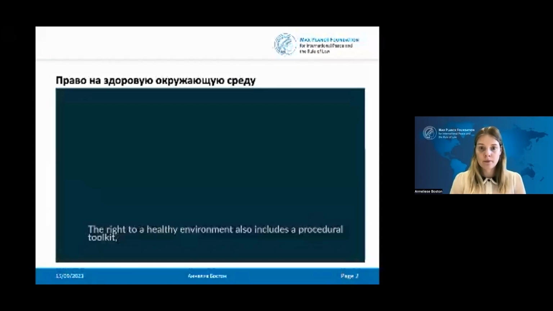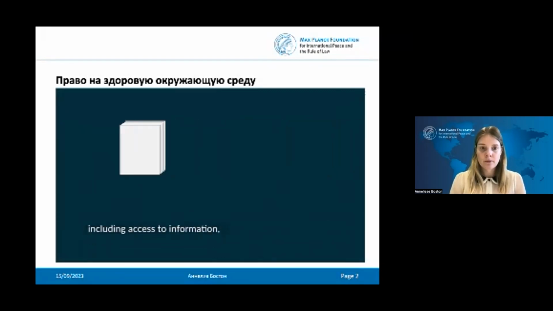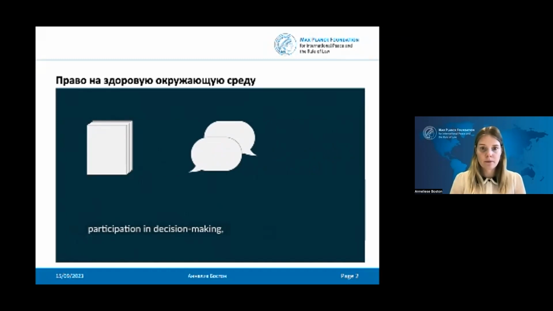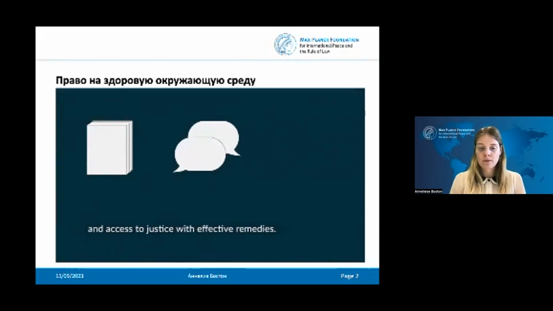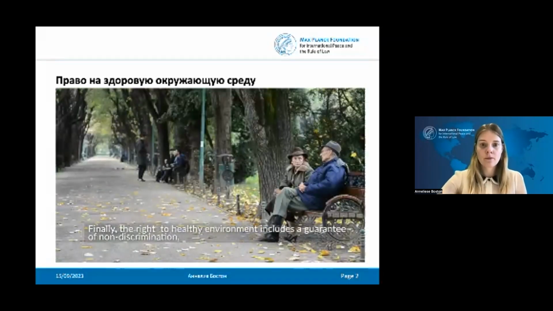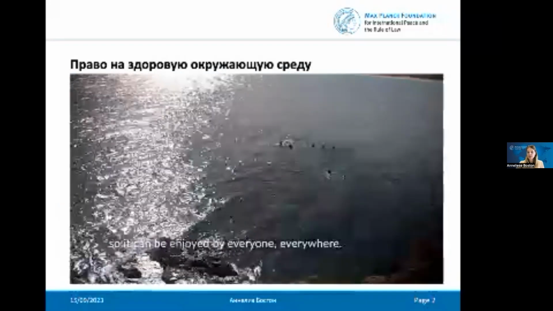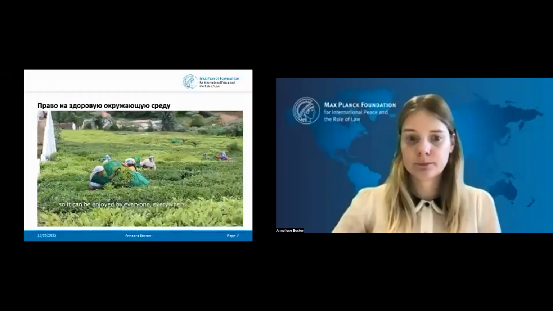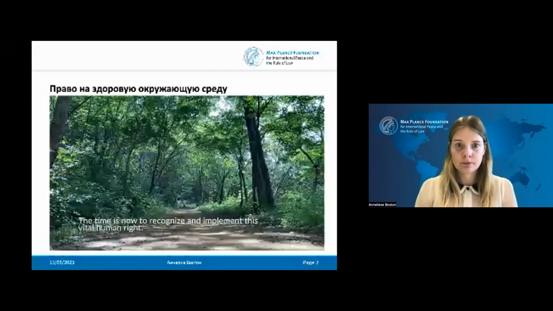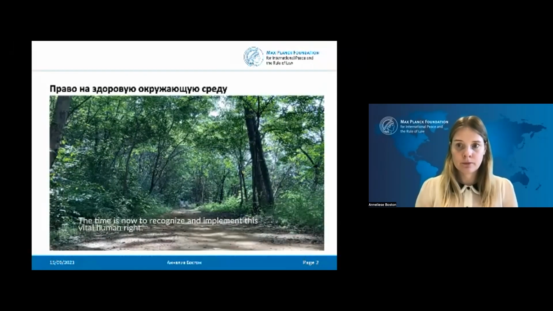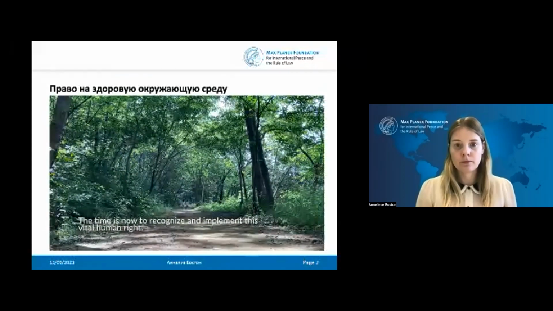This right also includes a procedural toolkit, including access to information, participation in decision-making, and access to justice with effective remedies. Finally, the right to a healthy environment includes a guarantee of non-discrimination, so it can be enjoyed by everyone, everywhere. The time is now to recognize and implement this vital human right.